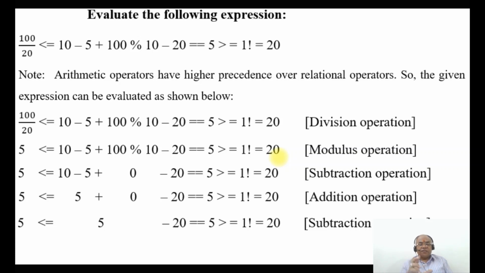Now it goes for the subtraction. So one should do that. So what happens? 5 is less than or equal to minus 15. You are going to get now minus 15 is equal to 5, which is greater than or equal to 1, which is not equal to 20.